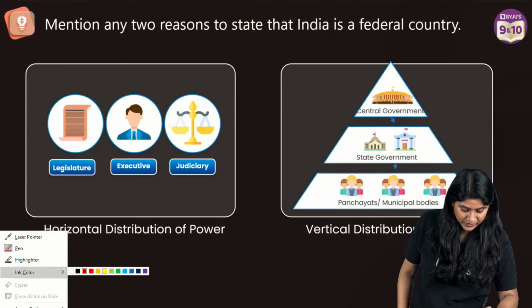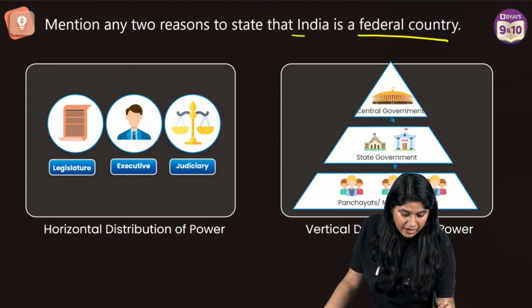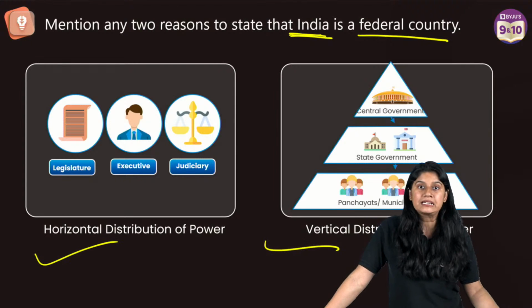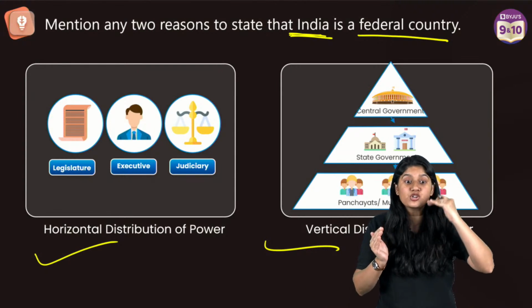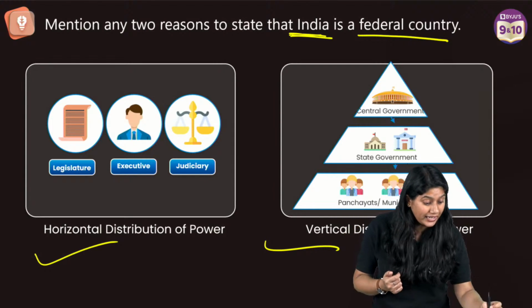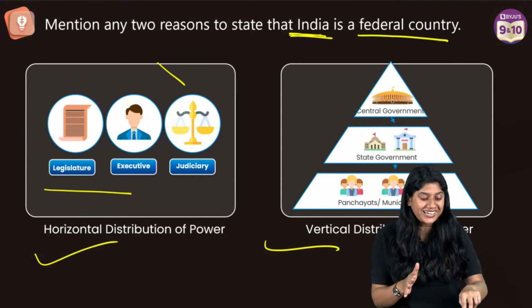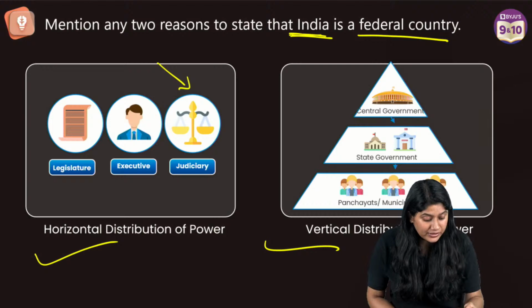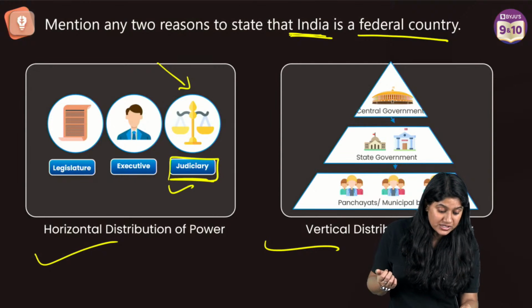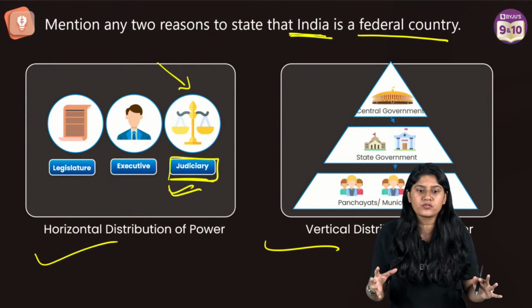When we talk about a federal country like India, what do we have? Definitely, we have a proper division of power. Then we have an independent judiciary. All of these have their independent power, and the ultimate power, of course, is with the people. Apart from that, we have a judiciary system that is not in control of the government.